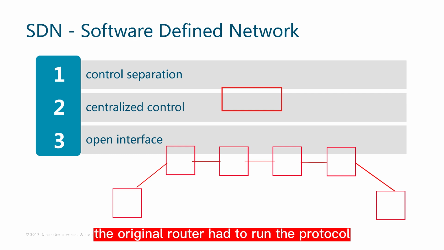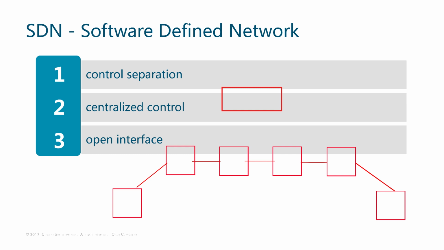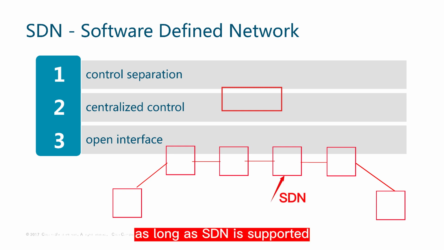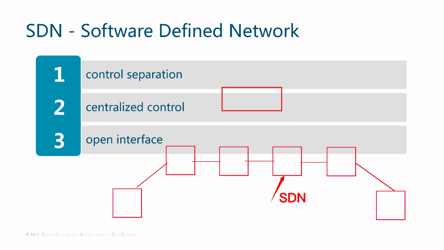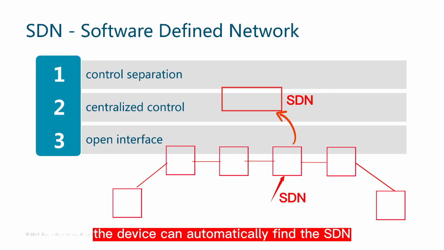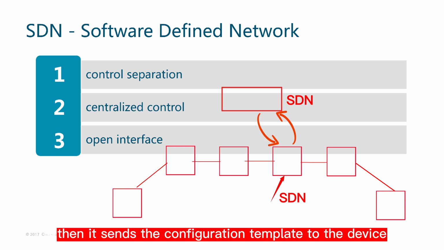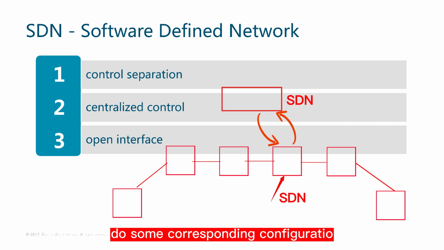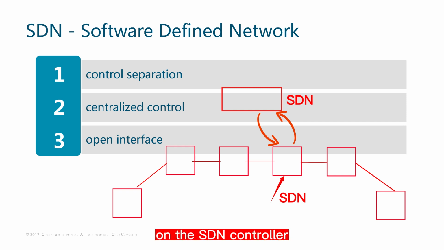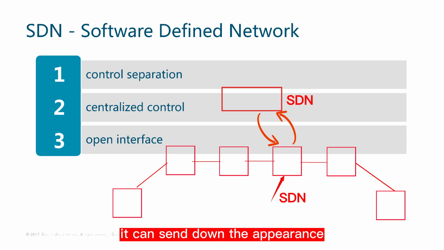The original router had to run the protocol and you had to configure the address yourself. Now you don't need to bother. As long as these devices support SDN, they are controlled by the SDN controller. The device can automatically find the SDN controller when it is turned on, and then the controller sends the configuration template to the device. The device does not need to be configured by itself. You do some corresponding configuration on the SDN controller, and it can send it down.